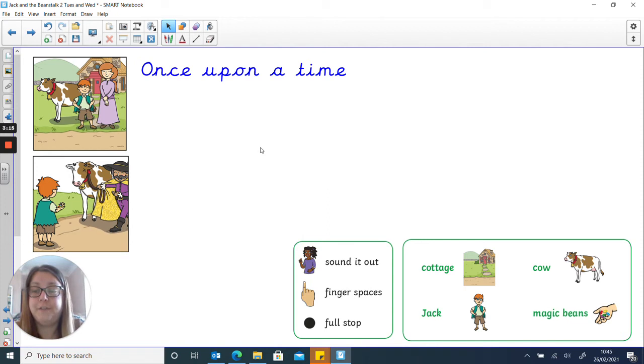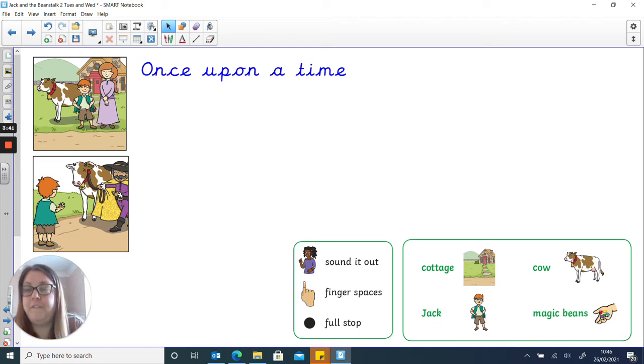because it's a fairy tale, and that's how fairy tales start, isn't it? So we're going to all start with once upon a time, and then you might say there lived a young boy called Jack with his mum and their pet cow, Daisy. They lived in a cottage. There we go. That's all we need to write, isn't it? We don't need to go into loads of detail. But you might decide to write a different sentence to my sentence.